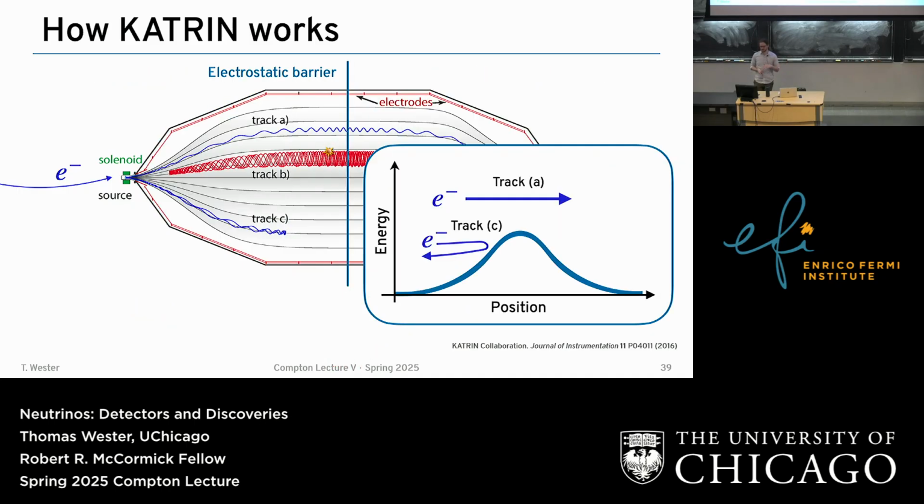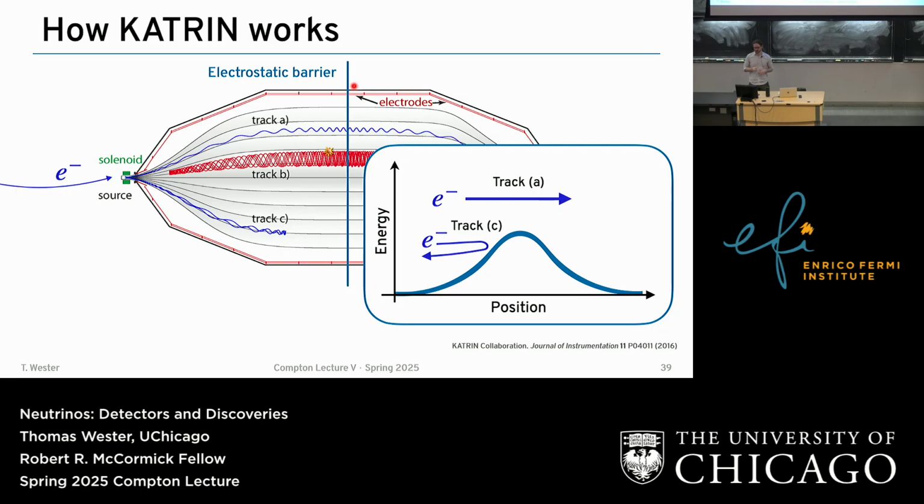Because in the middle, what we have is a filter. And the filter is created using electrodes. Those electrodes create an electric potential that only allows electrons with certain energies to get through. So the diagram here is showing, in this first track A, an electron that has enough energy to make it past the filter.